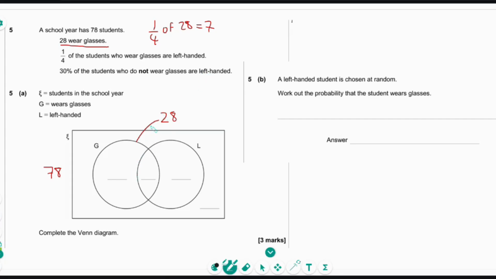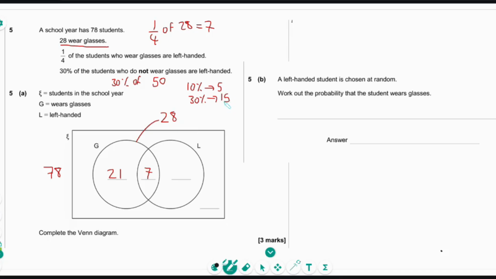So 7 people wear glasses and are left-handed. 7 needs to go here. 28 take away 7 is 21 for the rest of the glasses section. 30% of students who do not wear glasses: if 28 wear glasses, 50 do not wear glasses. 30% of 50: 10% of 50 is 5, times that by 3 to get 15.